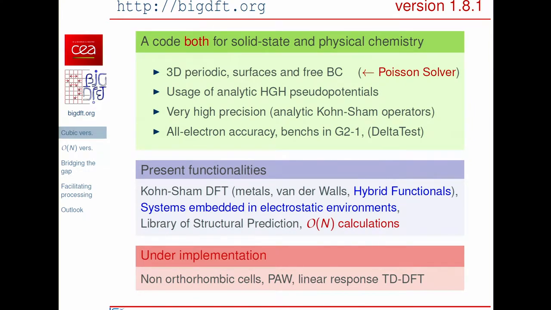Now, at the present day, we have version 1.8, so we can do 3D periodic, surface and free boundary conditions. We use HGH pseudopotentials. We have a very high precision because everything is analytic. Our filters are analytic. We can do Kohn-Sham ground states for metals. We have van der Waals and hybrid functionals. We also developed a Poisson solver for systems embedded in electrostatic environments, so we can do calculations with implicit solvent. We also have a library for structural prediction based on minima hopping, the method developed by Stefan Goedecker. And we also developed the order N implementation. Now, I think this year we could calculate non-orthorhombic cells and PAW pseudopotentials, and we are also developing linear response and TDDFT.